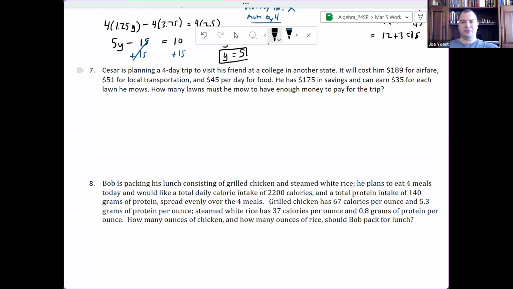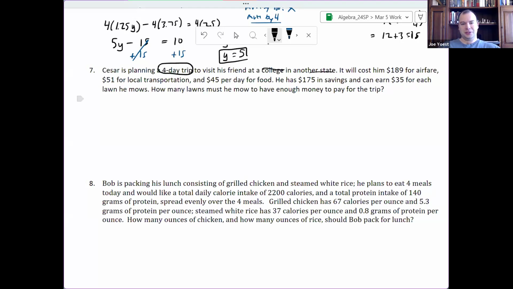Caesar's planning a 4-day trip to visit his friend at college in another state. It'll cost $189 for airfare, $51 for local transportation, $45 per day for food. He has $175 in savings, can earn $35 for each lawn he mows. How many lawns must he mow to have enough money? Does it matter that it's at a college in another state? I don't think so. The airfare, the local transportation, $45 per day. So it is important that it's a 4-day trip.